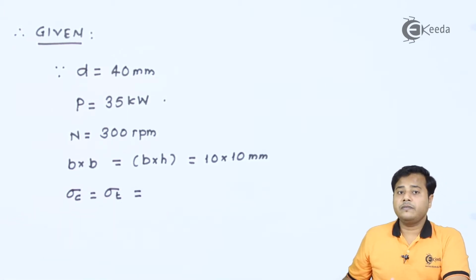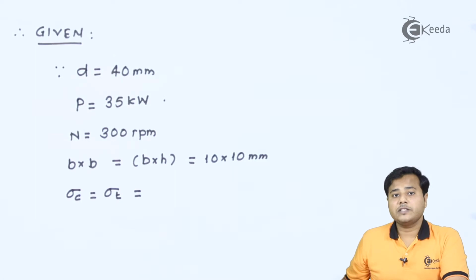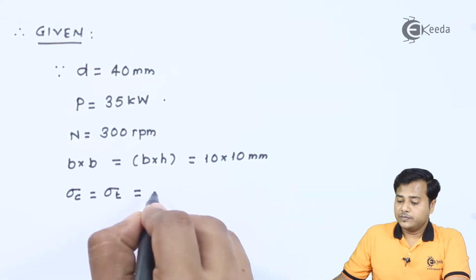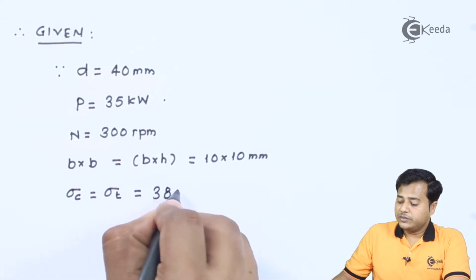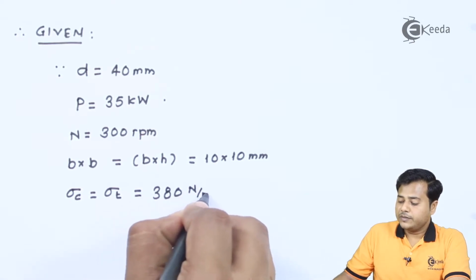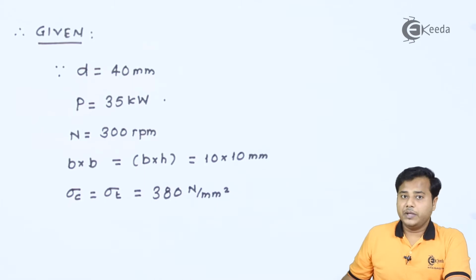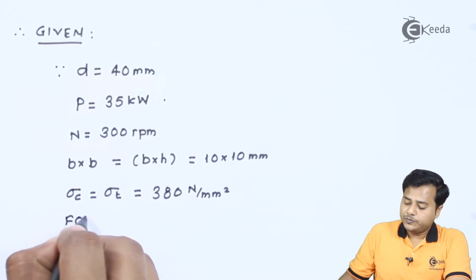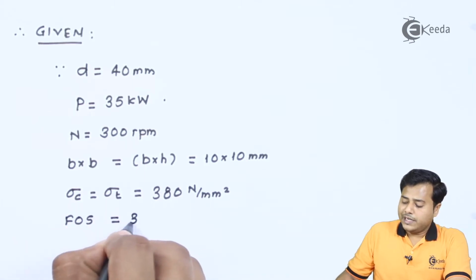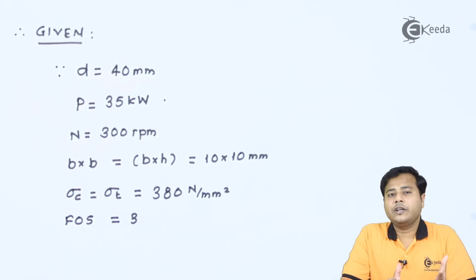They have also specified that both the properties are same as far as the torsion, tension or compression is concerned. So the value we have been given is 380 Newton per millimeter square. We have been given factor of safety also. Now this is a standard practice to use factor of safety somewhere around 3 or 4 as far as the keys are concerned, because of their location, because of their importance and the material that we use for them.